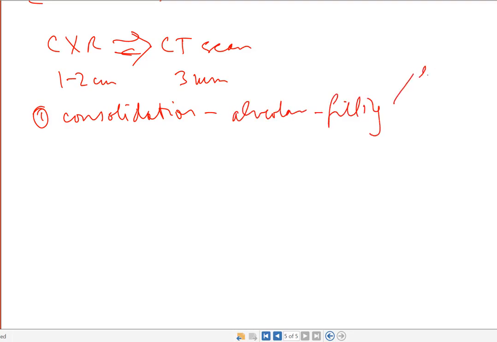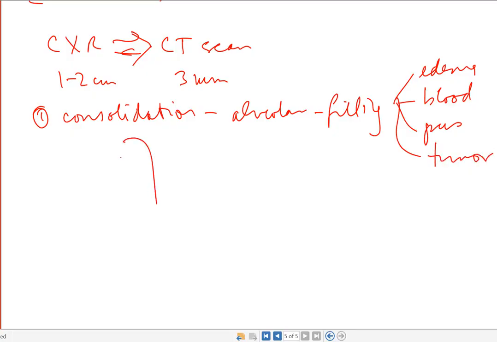So that can be anything from edema, and that can be a transudate or an exudate. It can be blood. It can be pus. Heck, it can even be tumor cells. There are some tumors that shed cells like that. And when we talk about what that looks like, remember, it's going to be a solid whiteout.